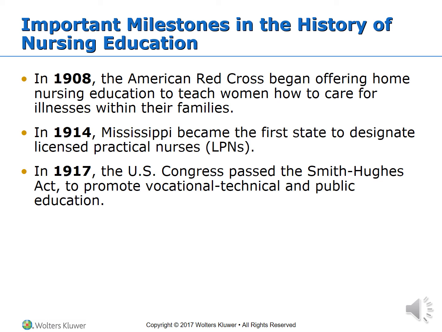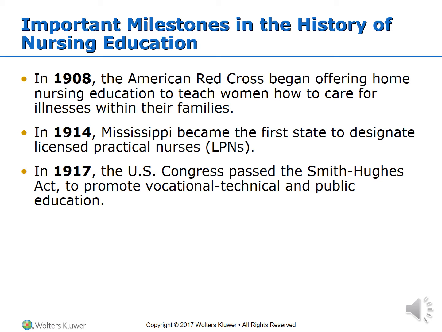In 1908, the American Red Cross began offering home nursing education to teach women how to care for illnesses within their families. In 1914, Mississippi became the first state to designate licensed practical nurses, and by 1955, all states had laws to license practical nurses. The first state to have mandatory licensure for LPNs to practice was New York.